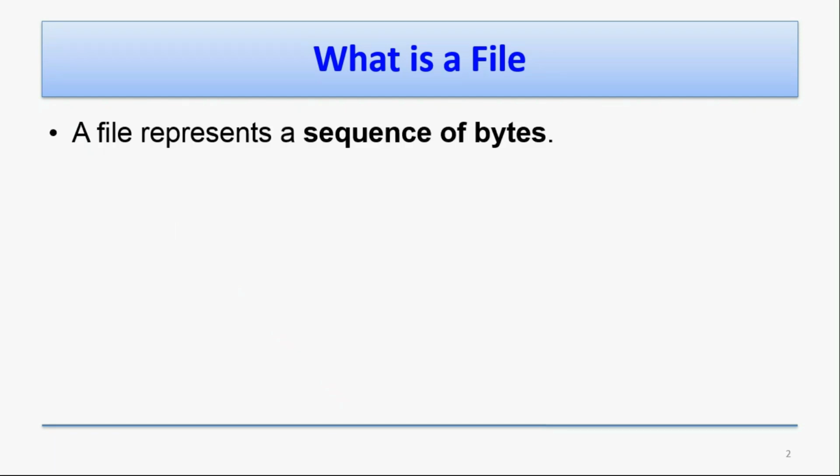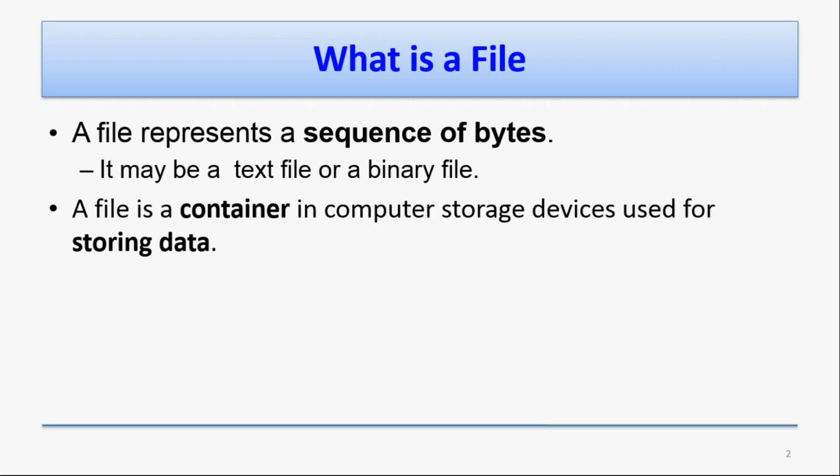A file represents a sequence of bytes. So in programming, we have to use a text file or a binary file. So it may be a text or binary file. A file is a container in a computer storage device used for storing data, right? So simply we can say a file is a container in a storage device used for storing data.